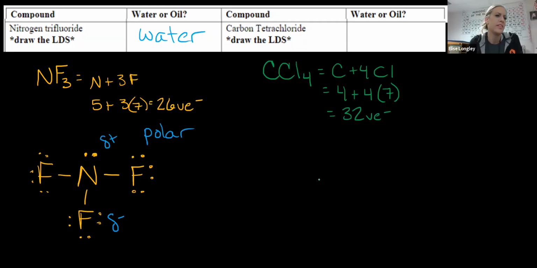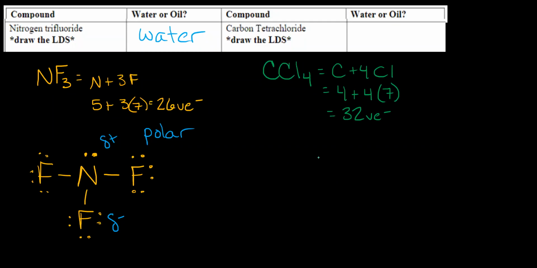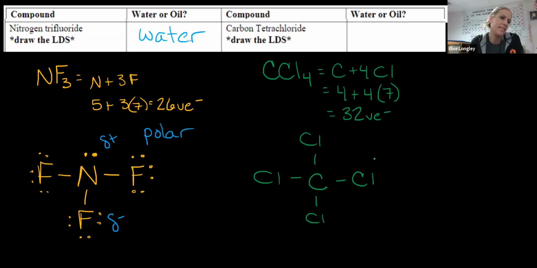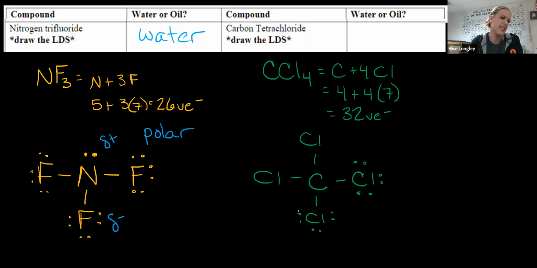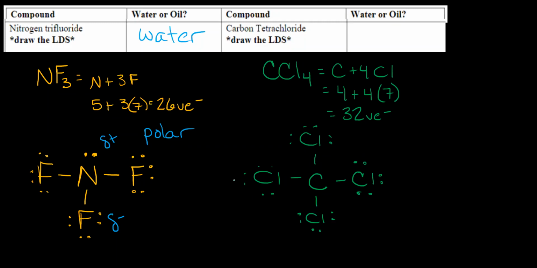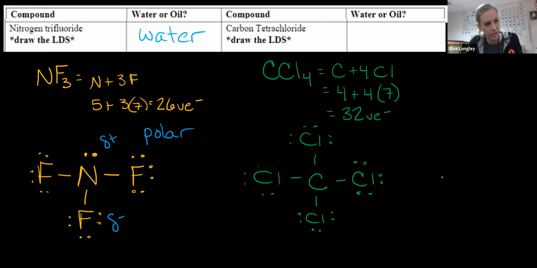So what do I do now? And then put the C in the middle. Okay. And then connected it to 4 Cls with like the line. Yeah, with the single bond. All right. And then just put like the other 6 valence electrons on each chloride. Good. All right. So when we check it, we can see that there's 2, 4, 6, 8, 10, 12, 14, 16, 18, 20, 22, 24, 26, 28, 30, and 32. We are good to go.